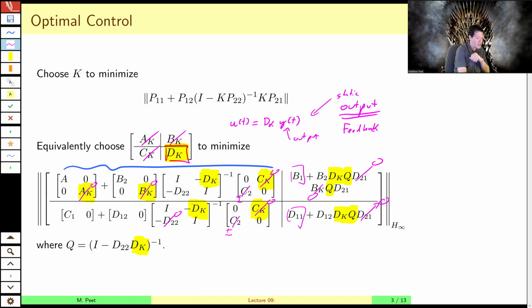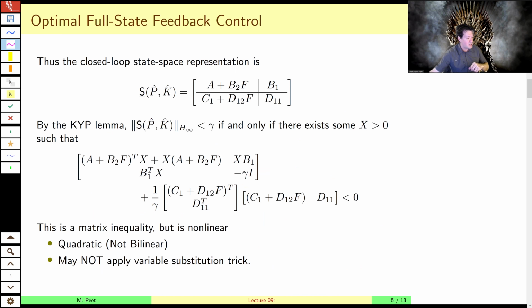Well, DK is F, so we keep that. But let's see, what else do we get? So most of those terms disappear. D22 is 0, so the Q is just identity. So this big, nasty, horrible state space representation simplifies out to a very simple structure, right? Where K here is 0, 0, 0, F. And P had the structure we had on the previous slide.